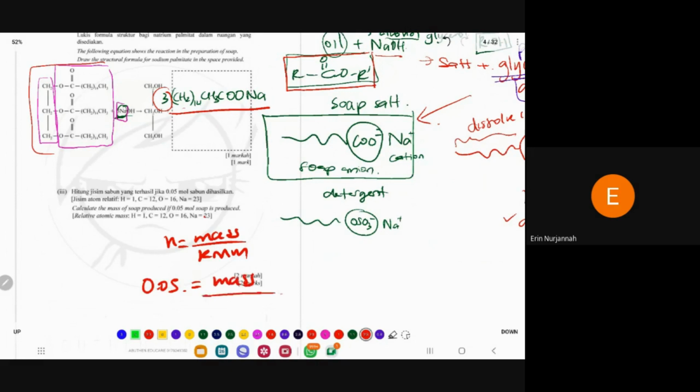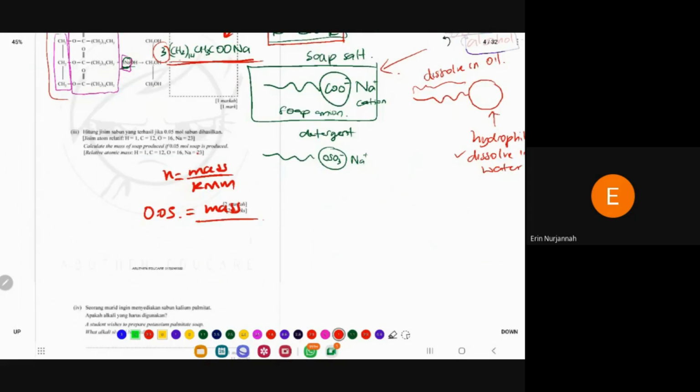And what is the RMM for this whole thing? Please do not take in the 3. The 3 is just to balance the equation. So what is the RMM for this whole thing? Can somebody tell me? Alia, tell me what is the RMM for this? How much? 278. Yes, 278. So multiply by 0.05, how much? 13.9 gram. Okay, next one.